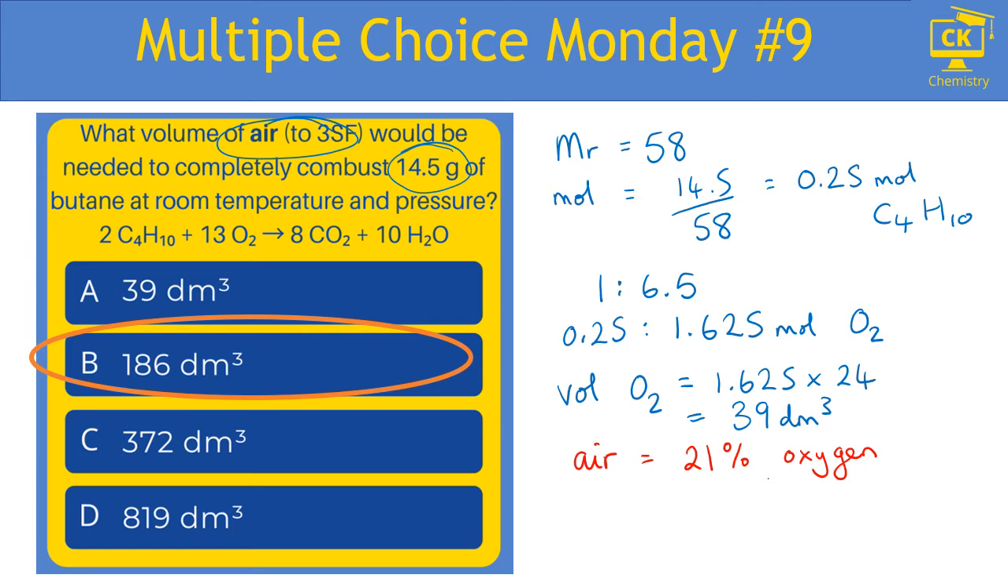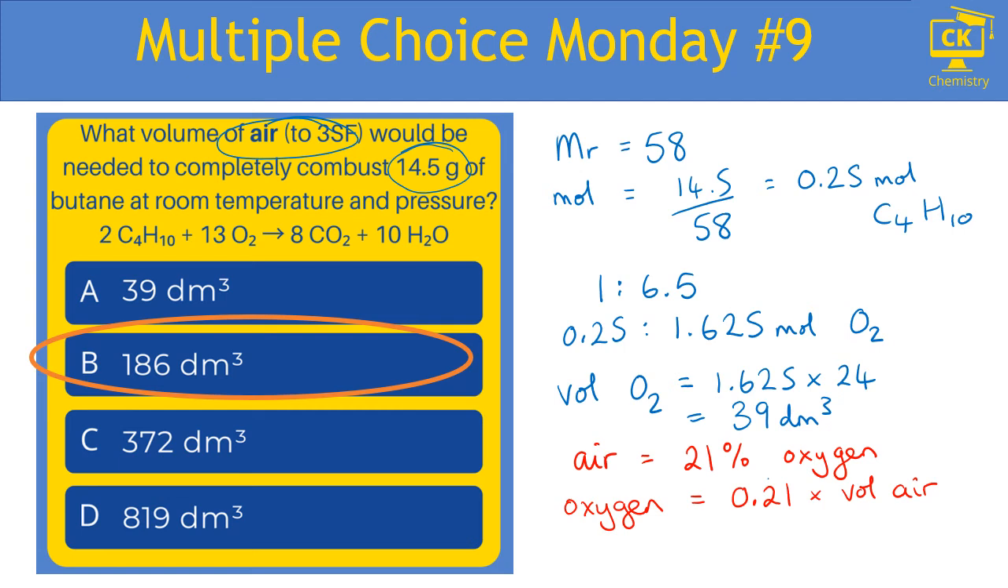Stands to reason, therefore, that I will need a larger volume of air in order to get my 39 decimeters cubed of oxygen. So thinking about how I would calculate the volume of oxygen if I knew the volume of air, I feel like this is the easiest way to reverse a percentage calculation. If I wanted to know the volume of oxygen, I know that the volume of oxygen is 21%, which can be written as 0.21 multiplied by the volume of air.